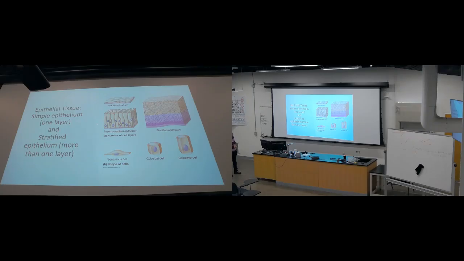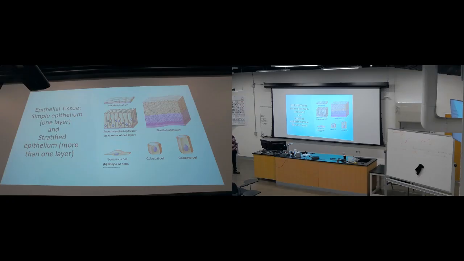This one will be pseudostratified. It's simple columnar, but the cells are sometimes not perfectly straight, so they can go one over the other. When you make the cut and you see it, it looks like you have more than one layer of cells. So this can look like 1, 2, 3 layers, but no, it's only one. Pseudo means false.